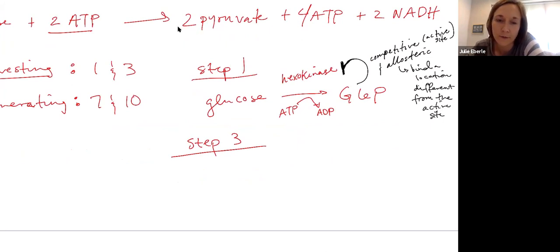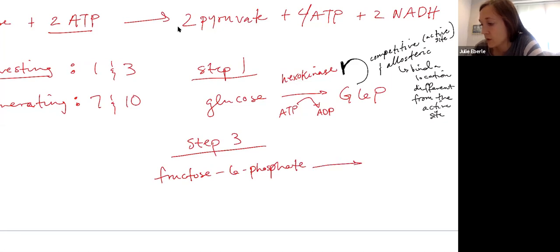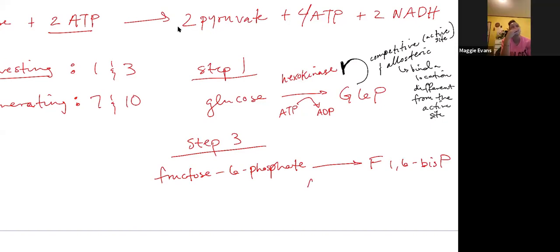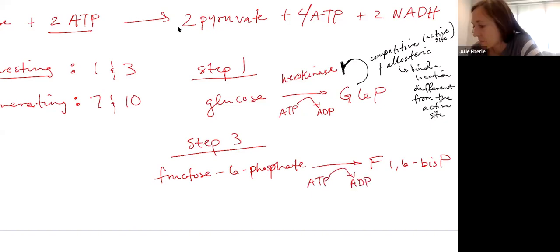Okay, step 3 is a little more complex as far as the enzyme that we get. So the reactant on step 3 is fructose 6-phosphate. And we're going to phosphorylate it, and we get, I'm going to abbreviate, fructose 1,6-bis, and then I put a P for phosphate, fructose 1,6-bisphosphate. I have a question. Yes, Maggie. Where did this bis come from? It's just the name. So BIS, bisphosphate.